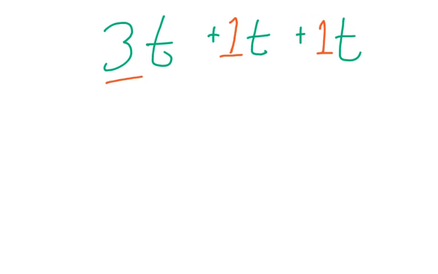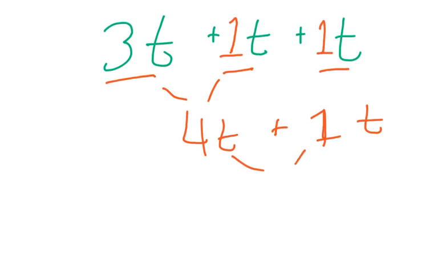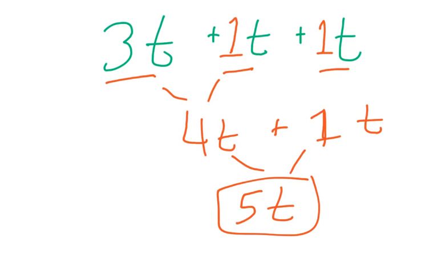So what you really have is 3 plus 1 plus 1. And so 3 plus 1 gives you 4t, and then plus 1t. And then 4 plus 1 gives you 5t. And so you can just get it down to a number like that.